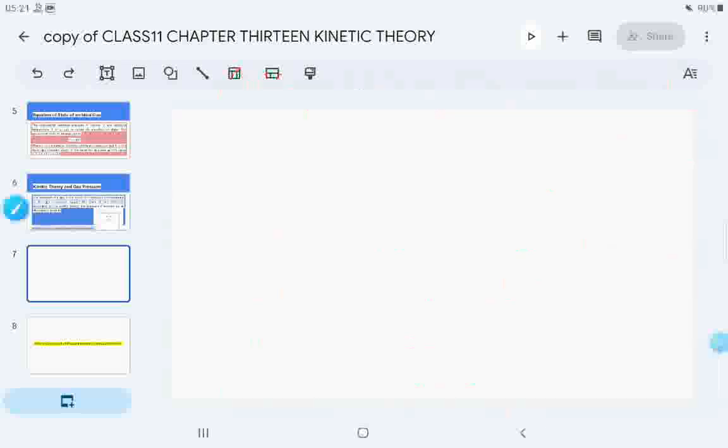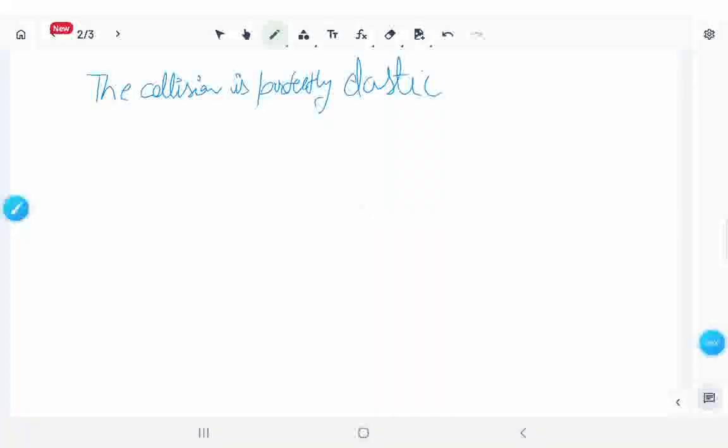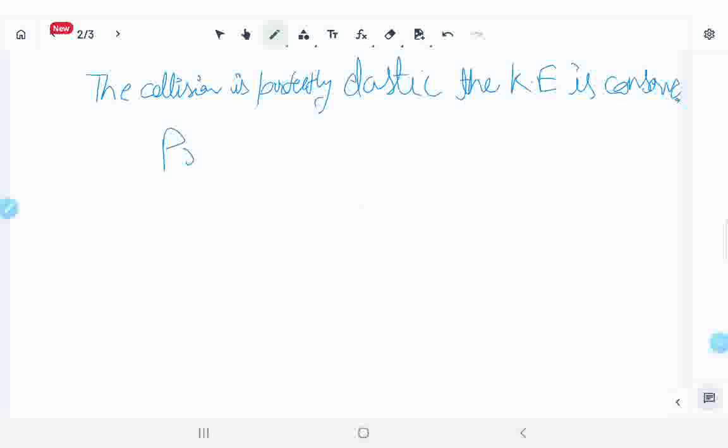Now there is one more assumption you have to write: as the collision is perfectly elastic, the kinetic energy is conserved and the momentum is also conserved. So I write that the kinetic energy is conserved. This is the assumption which you have to take before going ahead. Right. Now let us move on to the derivation portion.